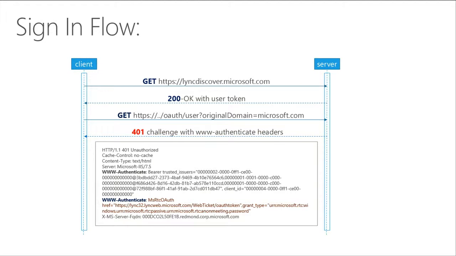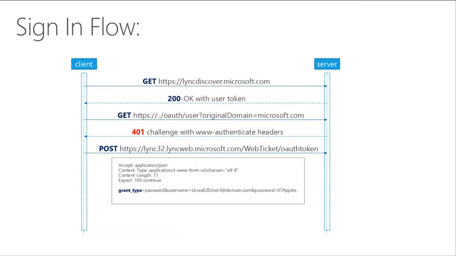Web Ticket service in Lync Server is a service which helps you get a token based on your credentials. It supports multiple authentication types. It supports grant types of OAuth, password, passive, and multiple. But for the talk, I'm going to focus on the OAuth flow. So you grab the WWW-Authenticate header and then basically do a POST on the Web Ticket service with your credentials. Right now I'm putting in plain text. The user's password is 07 apples, very secure. But he's going to come back with, sorry.